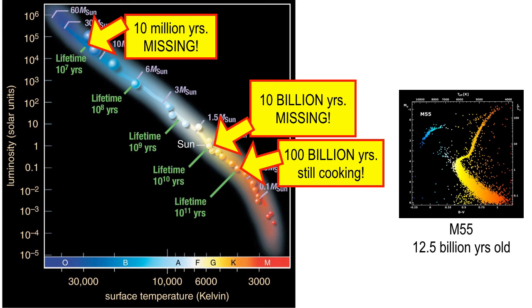Okay, here's the HR diagram for M55, a subset of all the stars in our galaxy. And you can therefore say that the age of M55 is about 12.5 billion years. All right? And that is how we leverage the main sequence turnoff for a cluster of stars to get the age. And we're pretty confident about this.